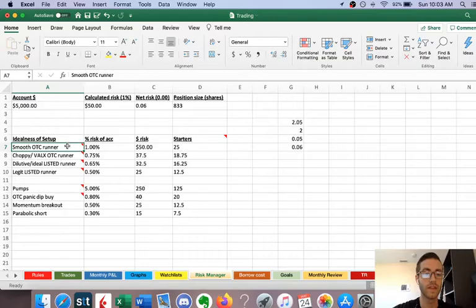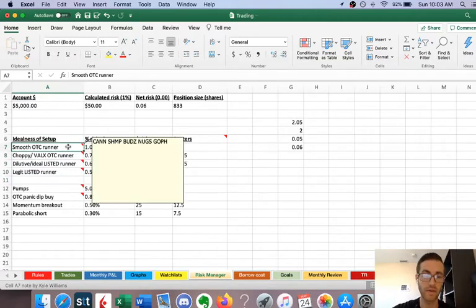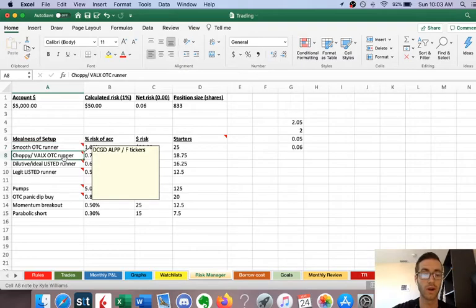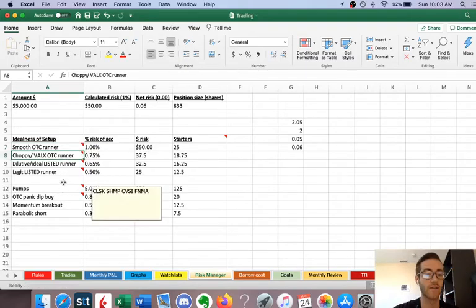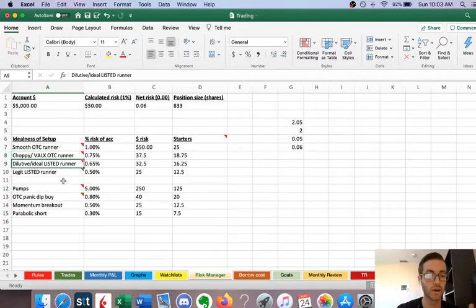So for me, these four are the first red days. I have a smooth OTC runner, which is my favorite. I have a choppy OTC runner, which is usually a foreign ticker. I have a dilutive listed runner, so any of the dilutive setups, these NASDAQ runners that are very dilutive and have a lot of selling pressure. That's also really good. And then a legit listed runner, like when Tesla went from 500 to 1,000, that's a legit company. I'm not going to be overly aggressive on that, but at the same time, the pattern is still there. So that is what the column is for me.